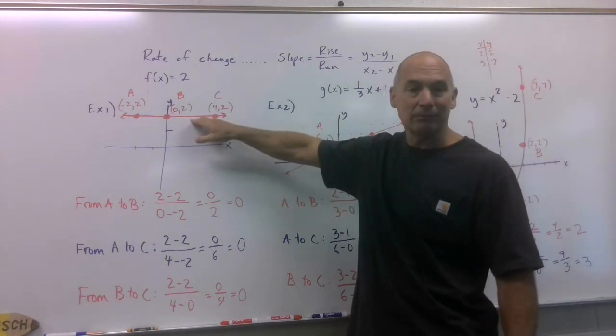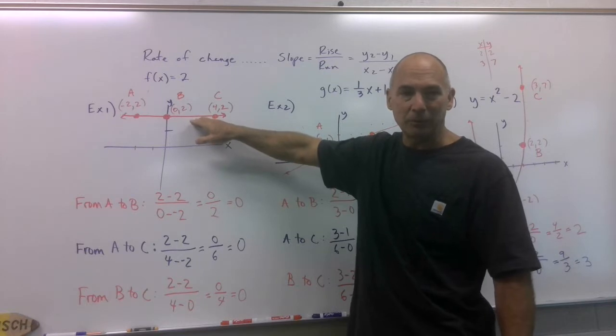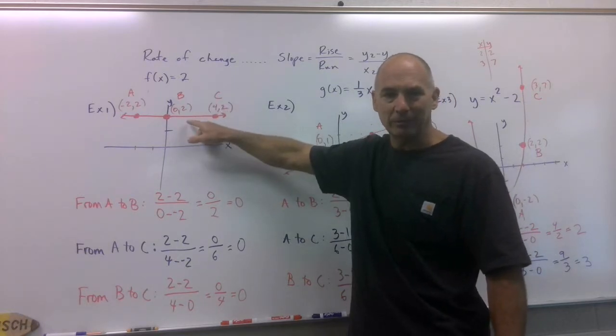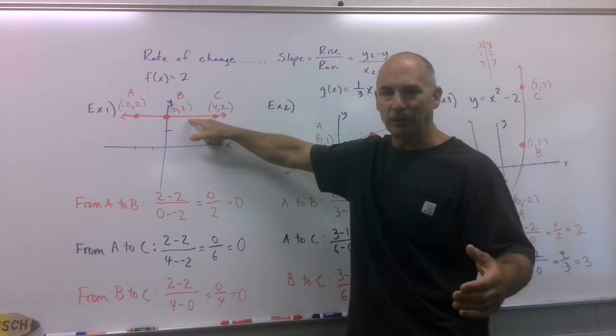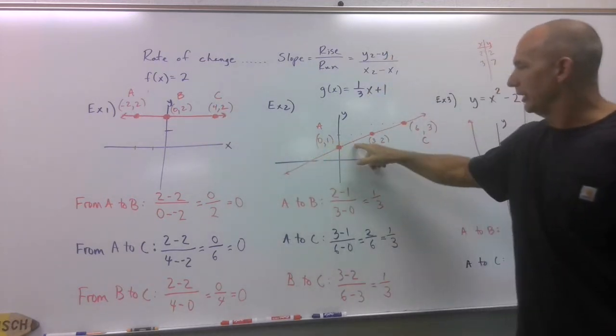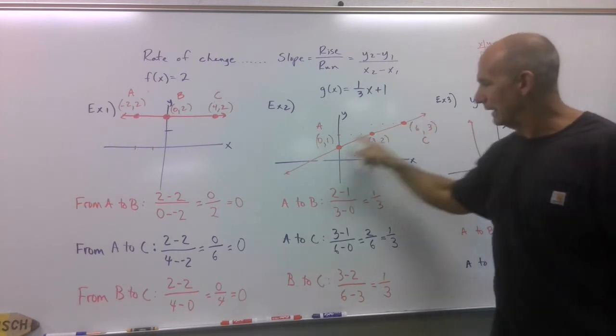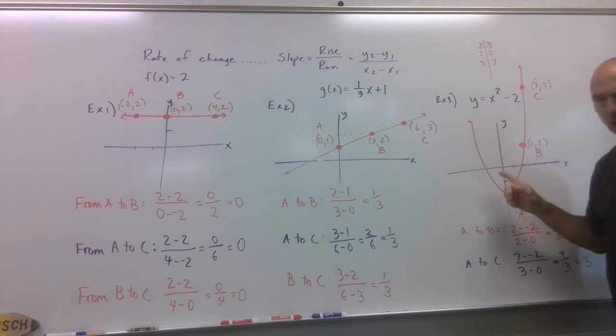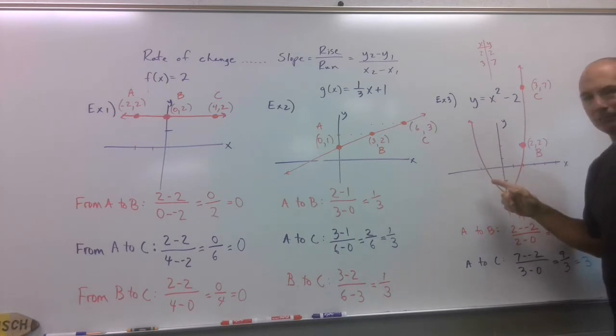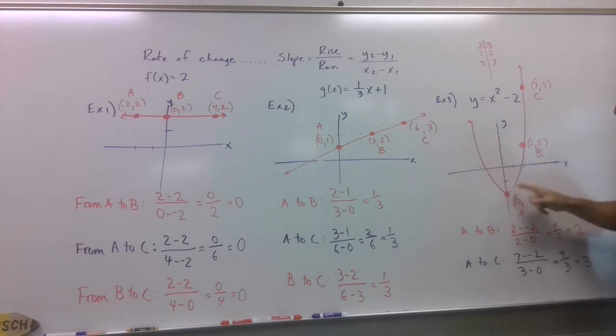It's a line. You know what that means? The rate of change is constant. Okay? Now, that tells you it's a linear function. Same thing here. That's a line, a straight line. And then you can just look at this and you're like, that ain't no line. That's a parabola. There's a curve in it.